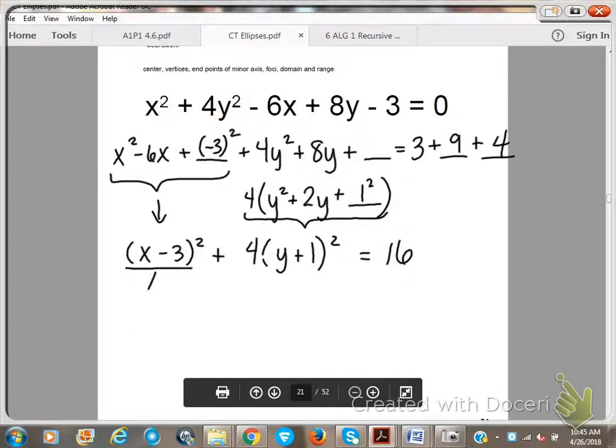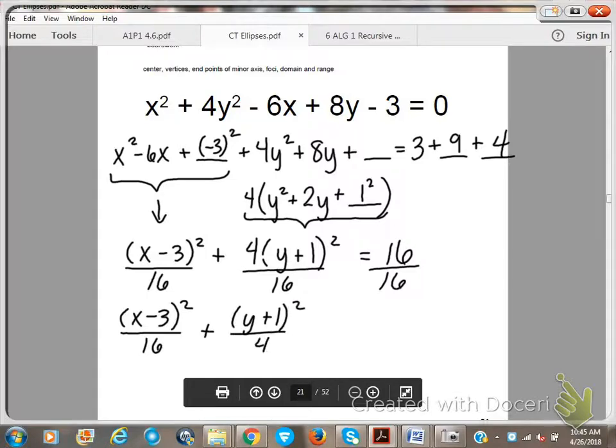All right, so we'll divide everything by 16. Okay. So this is going to stay x minus 3 squared over 16 plus y plus 1 squared over 4 equals 1. And after that, it's just the same as what we've been doing, right? Okay, I want to do some practice problems, so go ahead and find a spot on the board, please.